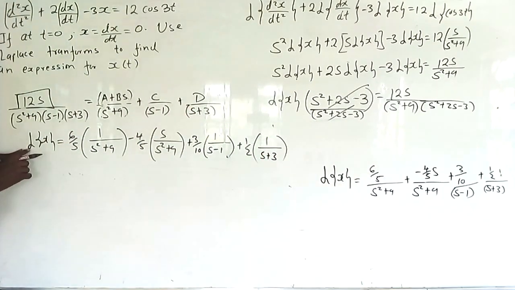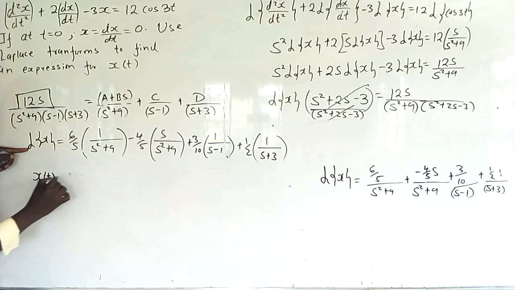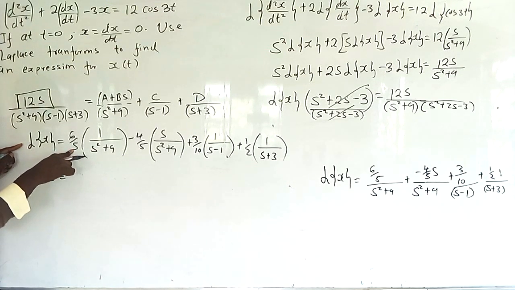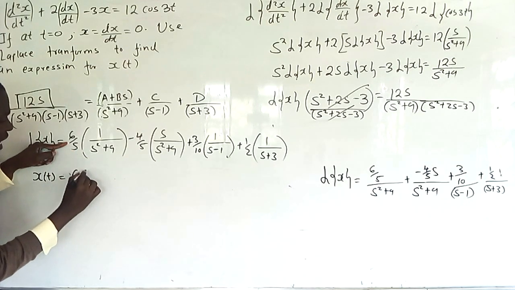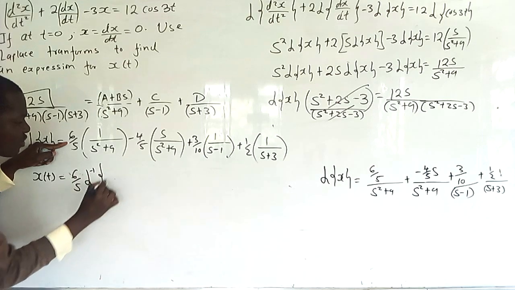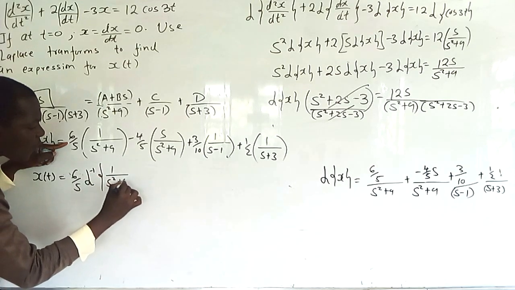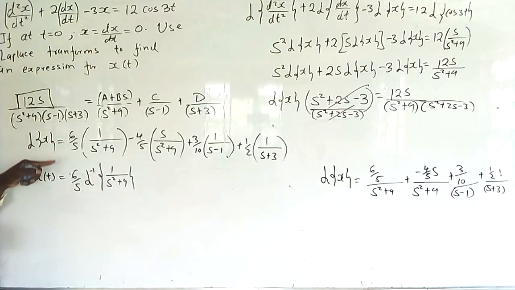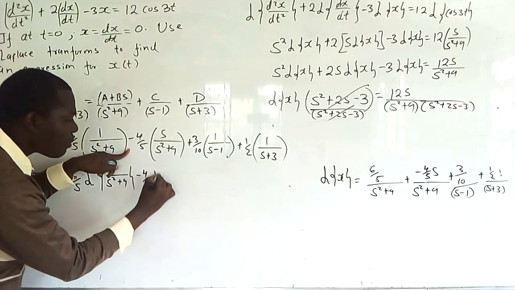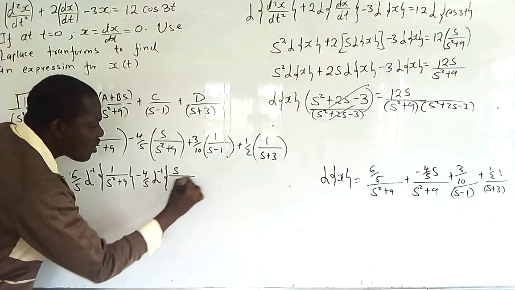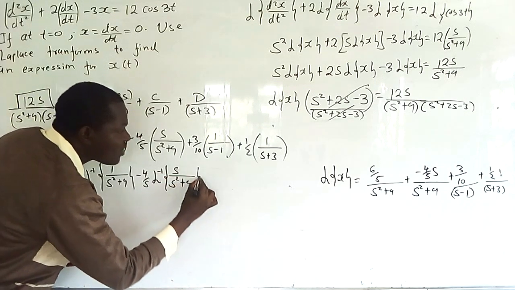Then the next thing is to take Laplace the other side. So when Laplace goes the other side, here you just remain with x, which of course is x of t, isn't it? It becomes Laplace inverse. So it is going to be 6 over 5, a constant, outside, then Laplace inverse of 1 over s squared plus 9. Then negative 4 over 5 is a constant, then Laplace inverse of s over s squared plus 9.